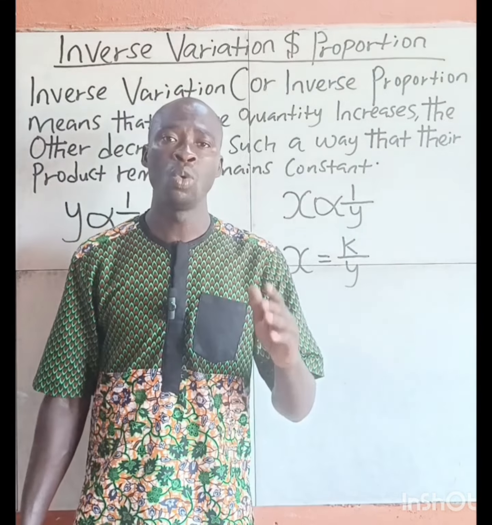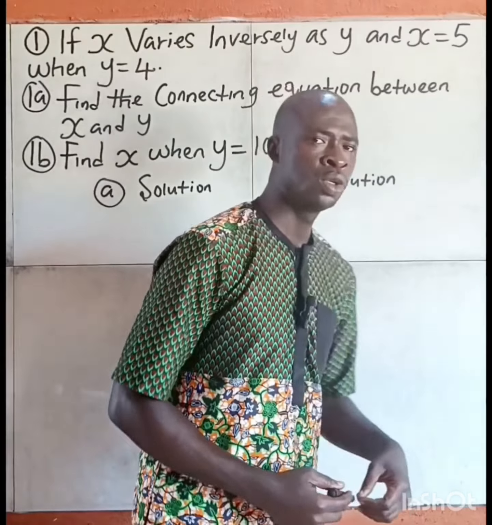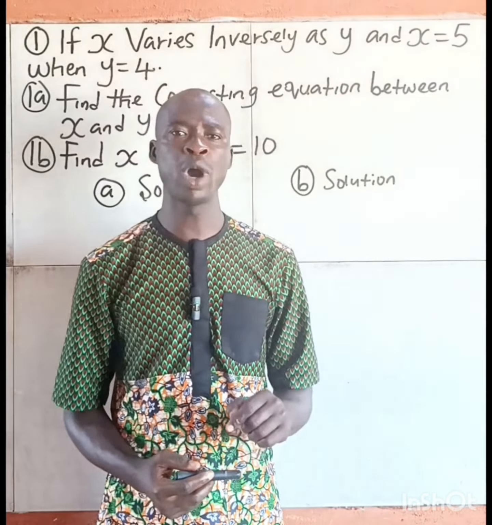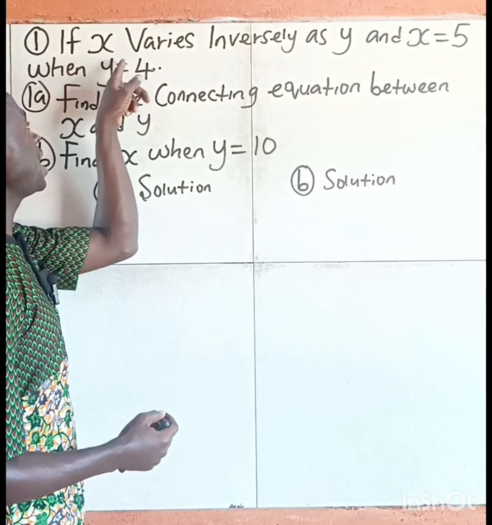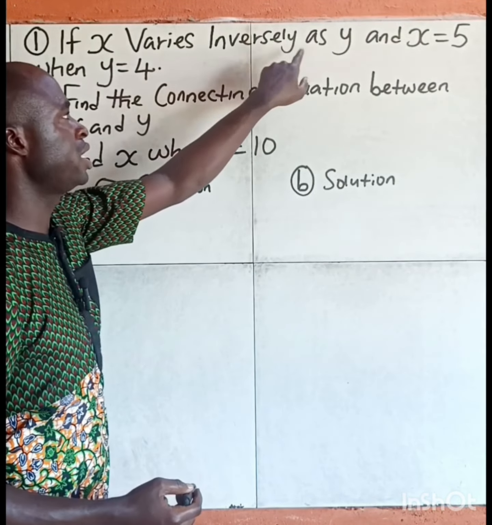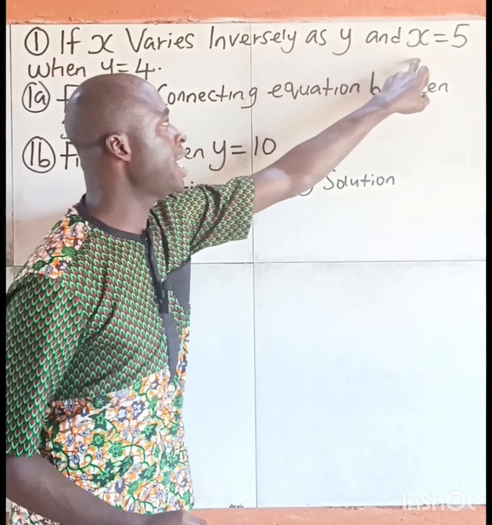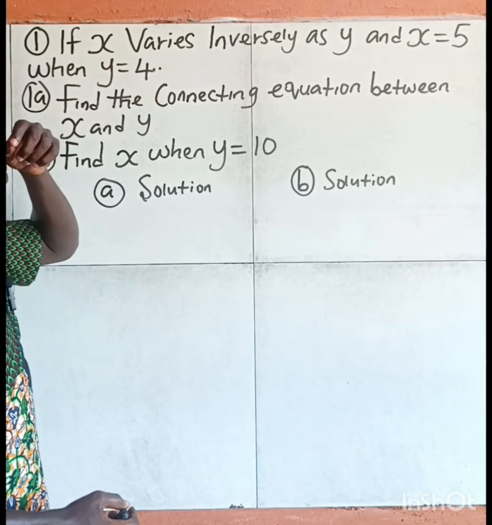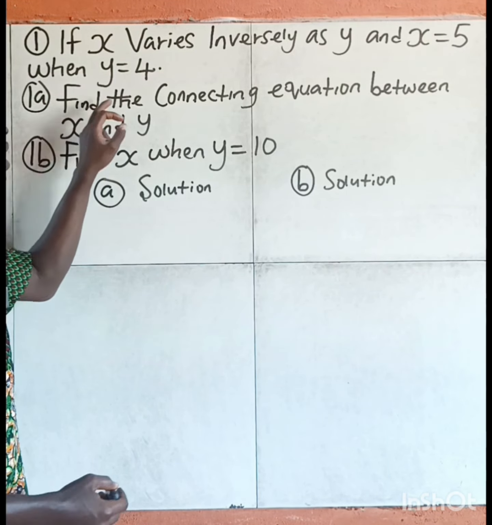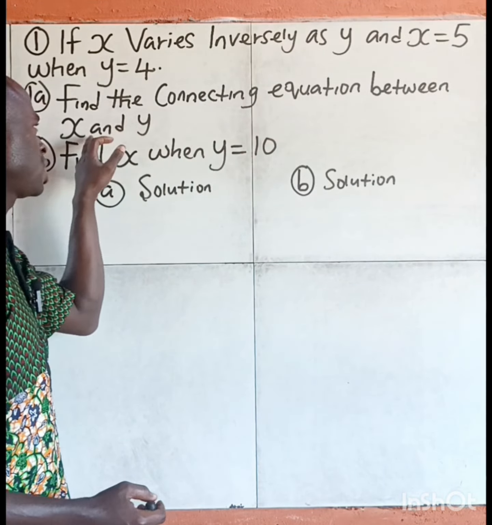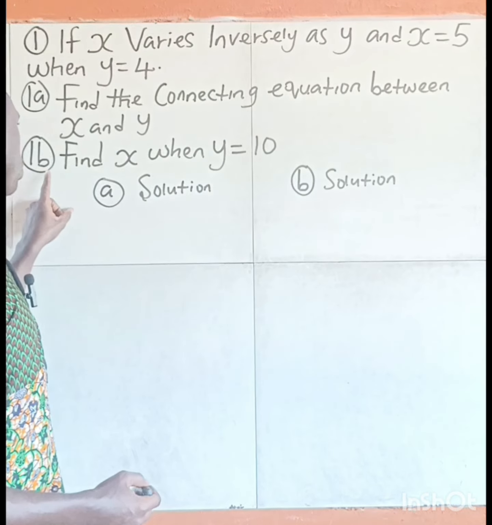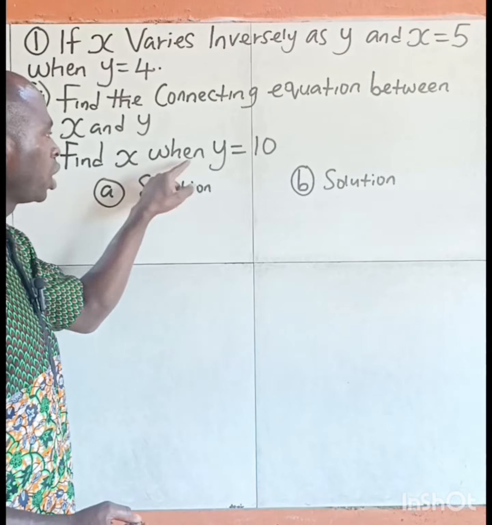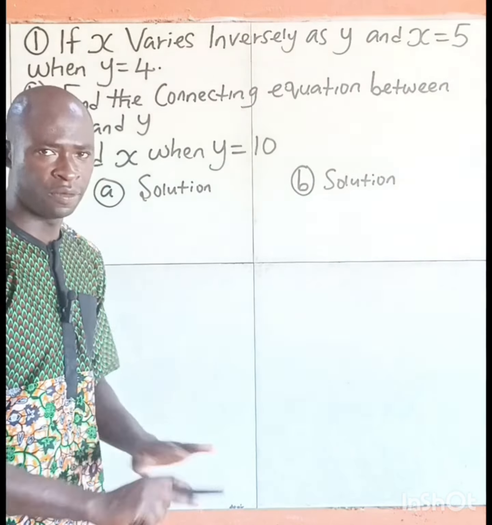So with that being said, we'll go straight and start resolving questions. Now, for problem 1, it says, if x varies inversely as y, and x equals 5 when y equals 4. Problem 1a, find the connecting equation between x and y. Problem 1b, find x when y equals 10. It is very, very simple.